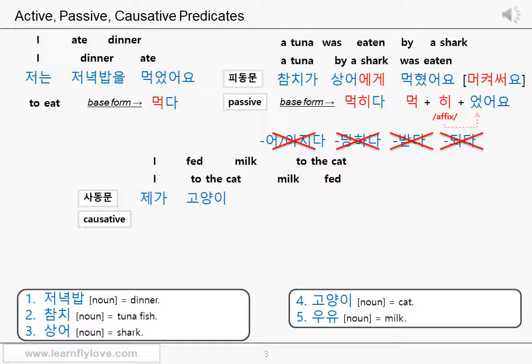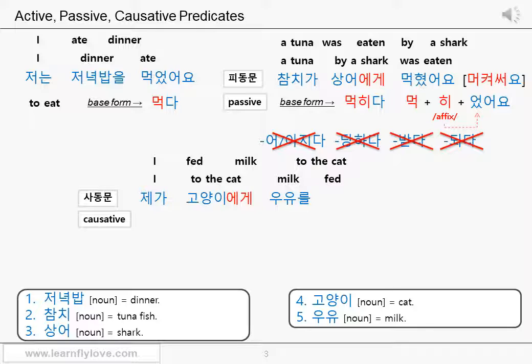To the cat. Cat is 고양이 in Korean. It's indirect object and a living thing. What particle do you want to use? Yes, 에게 or 한테. Let's use 에게. 고양이에게. To the cat. Milk is 우유 in Korean. It's a direct object. You can add an object particle 를. 우유를.